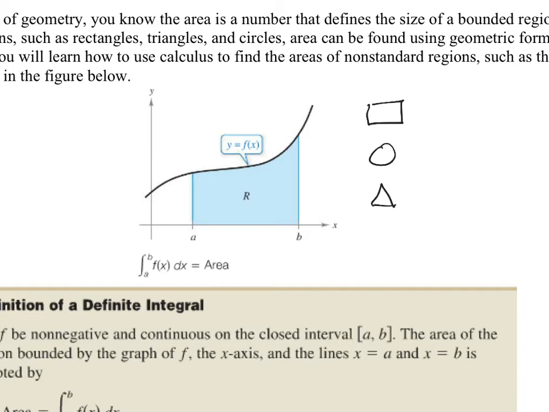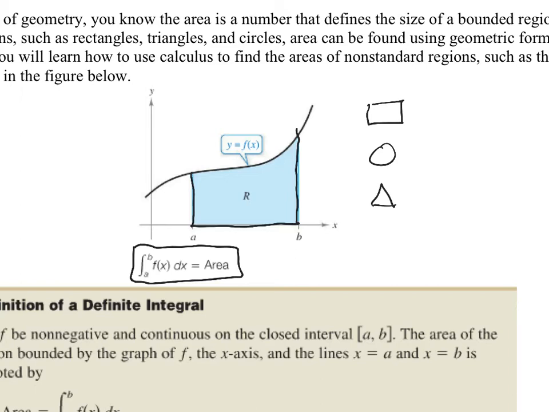And so, for instance, look at this blue shaded region from A to B underneath the curve of f of x, y equals f of x. They call that region R. So how do we find the area? Well, they're going to use what's called a definite integral. You'll see why very shortly. It's the integral, the way that we would read that is the integral from a to b of f of x with respect to x.